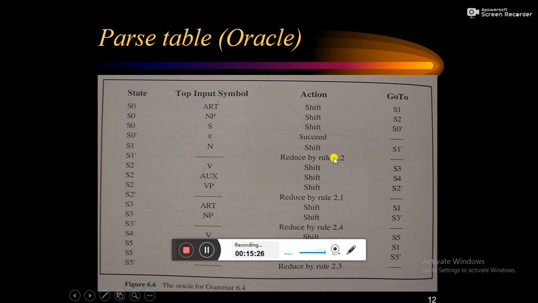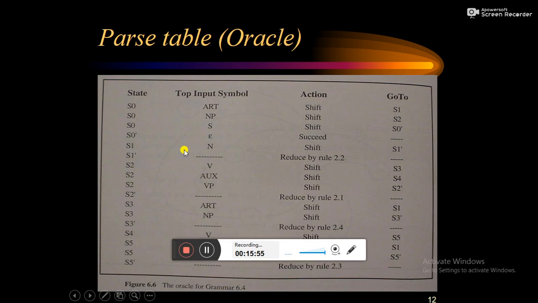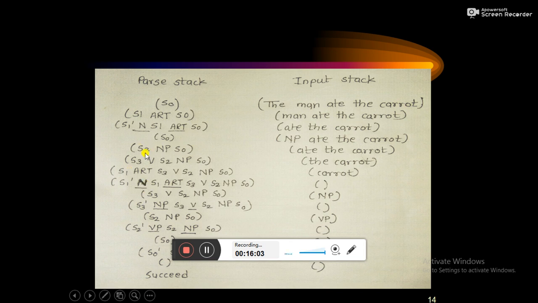The reduce operation is to be performed with respect to rule 2.2. Rule 2.2 is NP gives article noun. So article noun is expected to be reduced by NP. That is why it will reduce this article noun by NP and push it onto the input stack. Then the next token fetched from the input stack is going to be NP. So it will fetch it and push it onto the parse stack. What does S0 on NP say from the table? S0 on NP says shift to state S2. So it will push state S2 onto the parse stack.